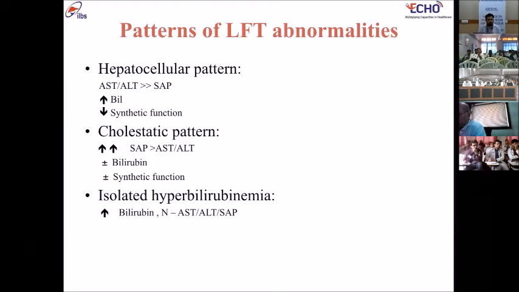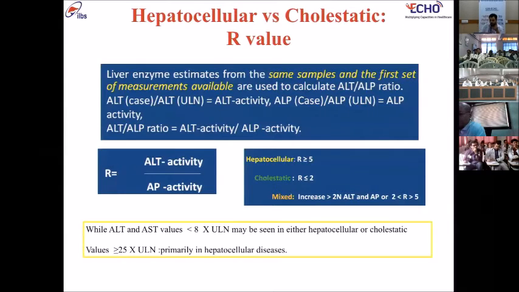Isolated bilirubin increase can usually be seen in enzyme defects. So hemolysis is characterized by normal AST-ALT level and alkaline phosphatase level, with an increase in the bilirubin. And then the bilirubin should be noted, whether it is the direct fraction of the bilirubin that has increased or the indirect fraction of the bilirubin that has increased.